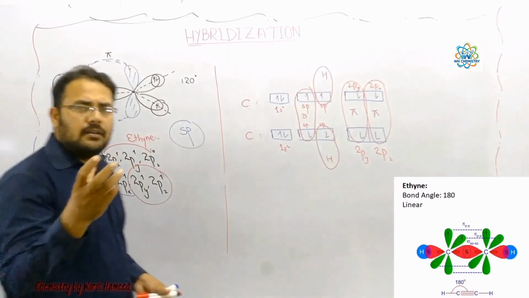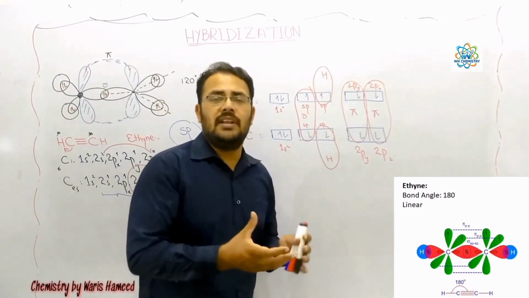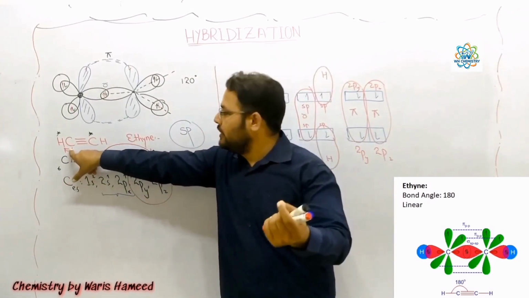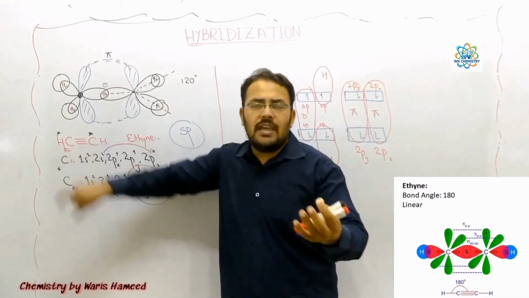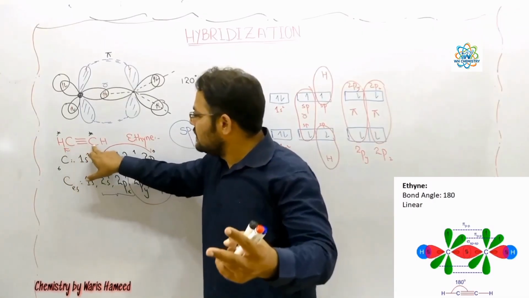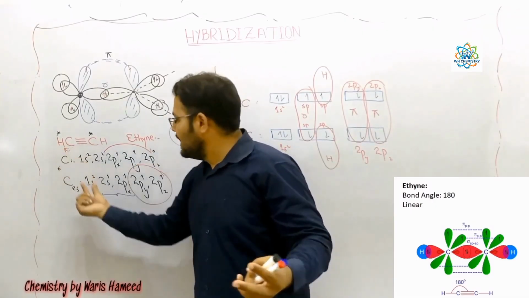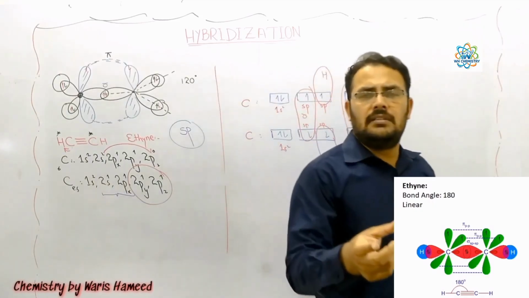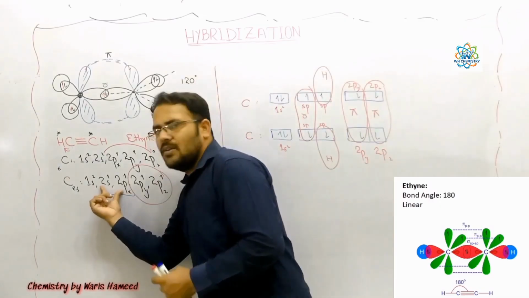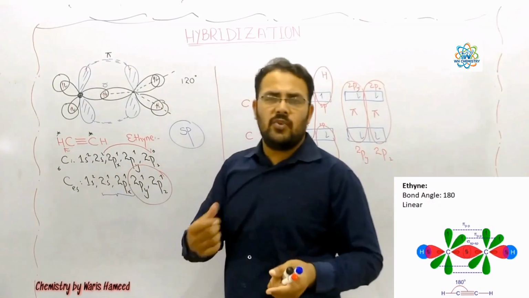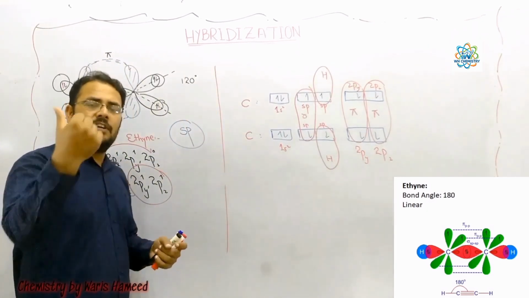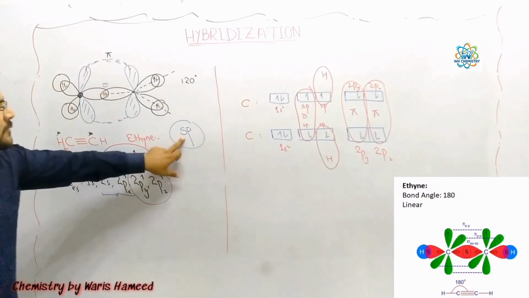Now look at the molecule and find how many atoms are attached with the central atom. In case of ethyne, if I take this carbon as a central atom, then two atoms are attached with the central atom: first this carbon and second this hydrogen. So the inner atomic orbitals will take part in hybridization, and in this case the inner atomic orbitals are 2s1 and 2px1. These two orbitals will intermix and form sp hybrid orbitals.